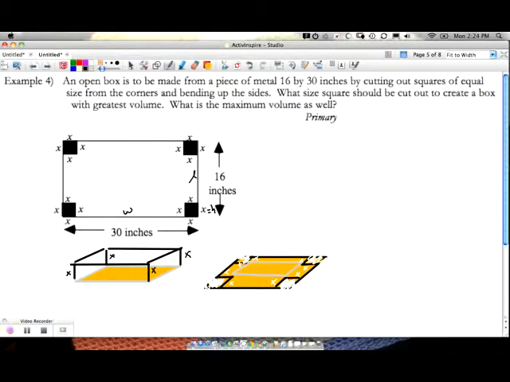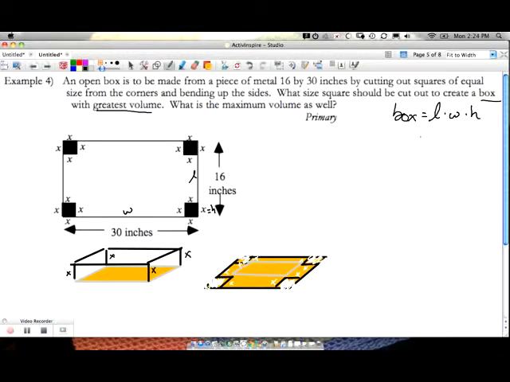So when we read this question now that you can visualize it a little bit better, you can see what's going to happen. An open box is to be made from this sheet, okay? We're cutting out squares of equal size from the corners and bending up the sides. What size square? So how big X should we cut to create a box with greatest volume? Well, a box is a rectangular prism, and the volume of a rectangular prism is length times width times height.